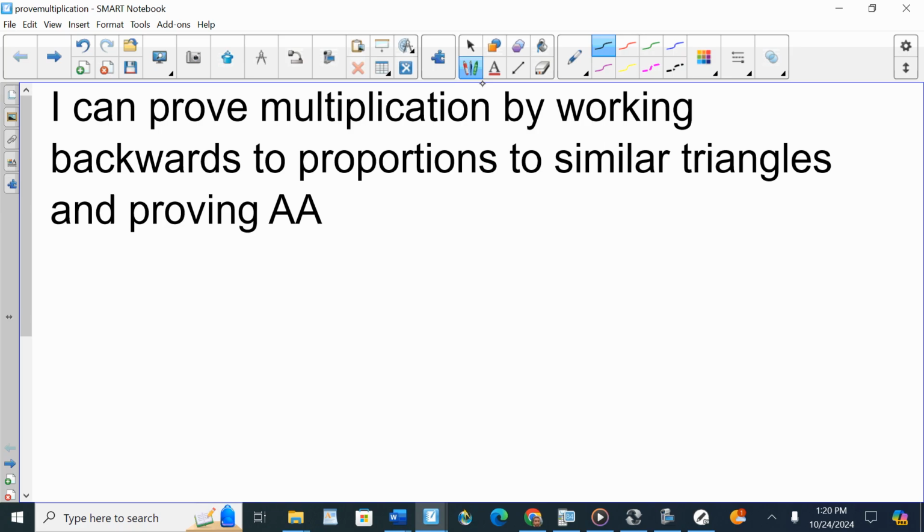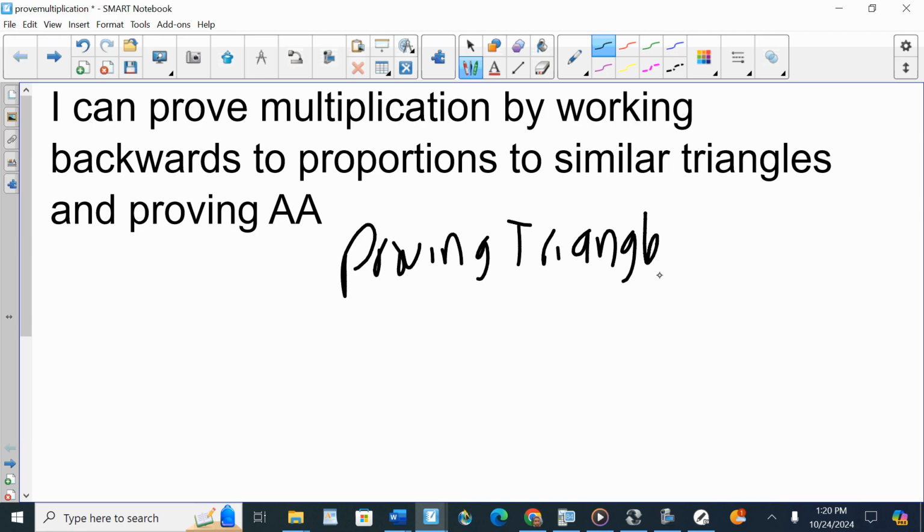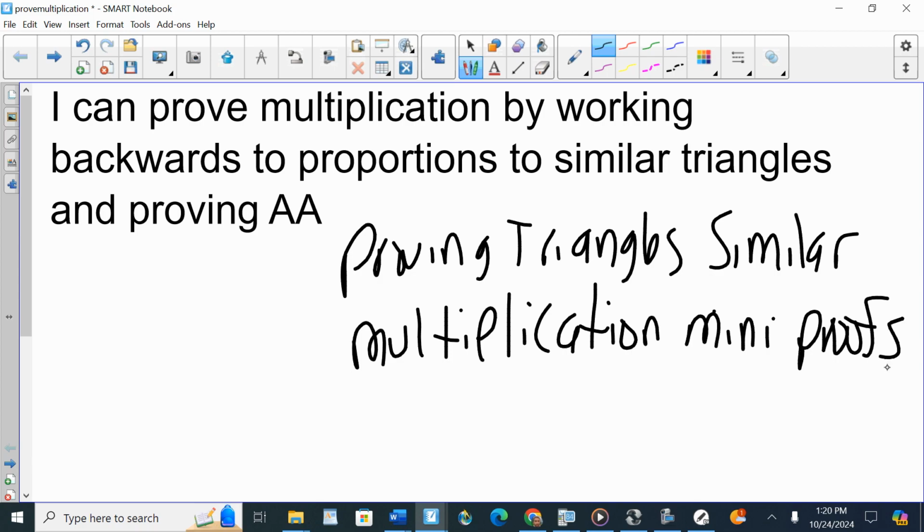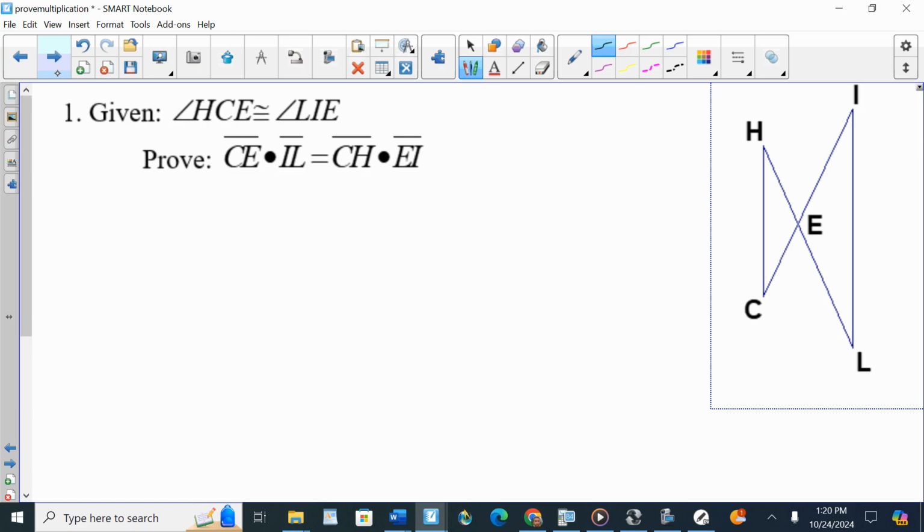It combines proving triangles similar, and it combines that with the multiplication mini proofs. So if you know how to do both of those, this is going to be very simple. If you don't, then you can't do this. So go back to those first and make sure you master those. We're just going to do a couple questions. I guess two should be fine.